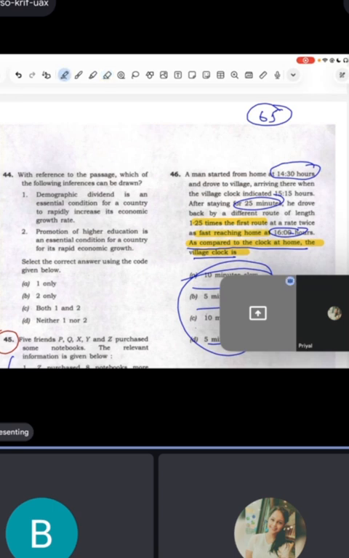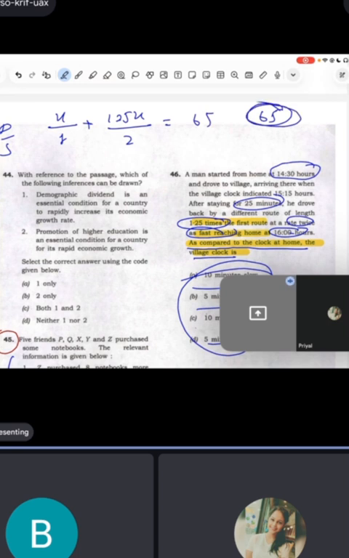Because we have to find out the time, time equals distance upon speed. Suppose that while going from home to village, his speed was x and time was 1. Now while returning, his length increased 1.25 times, so it will become 1.25x. Now speed is also doubled. So it is double, right? Equal to 65 minutes total traveling time.